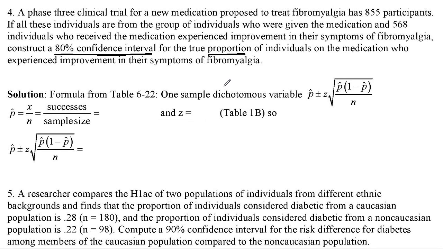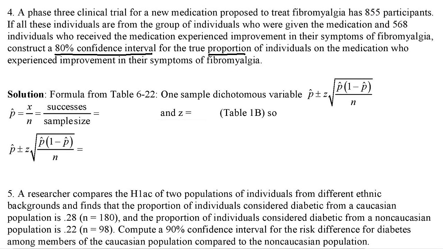Okay, so this is one sample here. We've only got one sample, 855. And then 568 were the improvements, the successes. Either they improved or they didn't improve. So that's a dichotomous outcome. Either you improve or you don't improve.